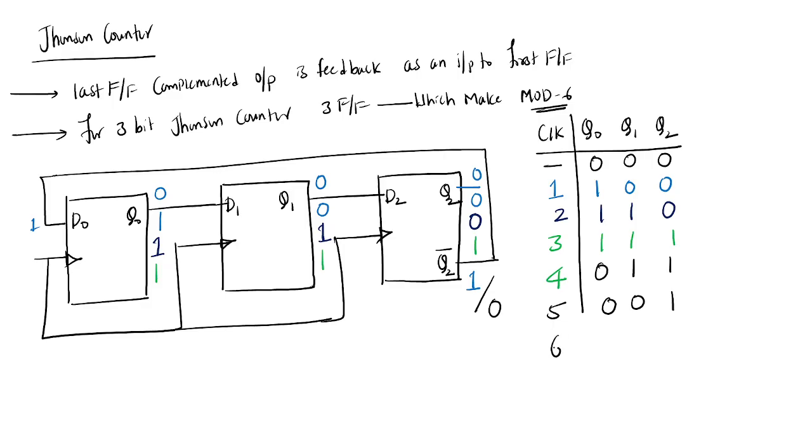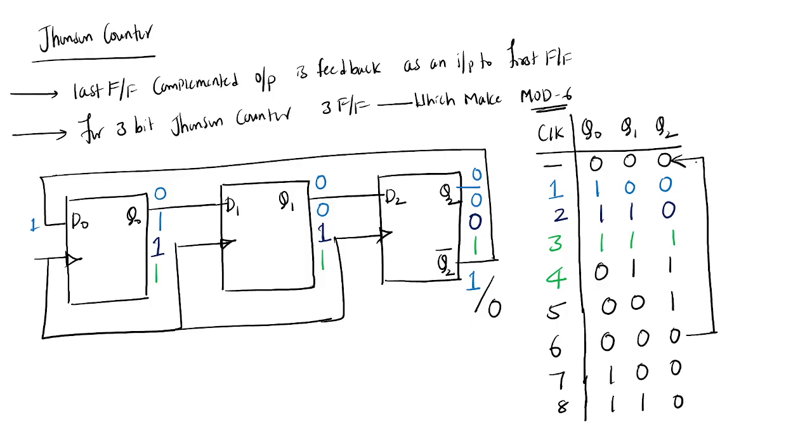At the sixth clock pulse, all will be 0. Okay. At the seventh clock pulse, 1, 0, 0. At the eighth clock pulse, 1, 1, 0. Okay. So that means here at the sixth clock pulse, it is coming to the initial state. So we can say that the Johnson counter is which counter? Mod 6 counter.